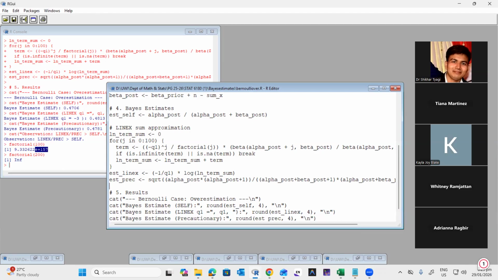Do you know? Anybody knows how to apply the for loop in R? Anybody is there? Or do I need to explain this one? How do we apply the for loop here?